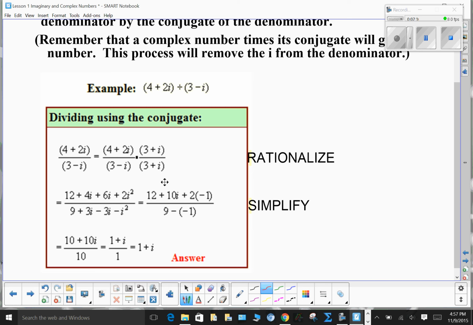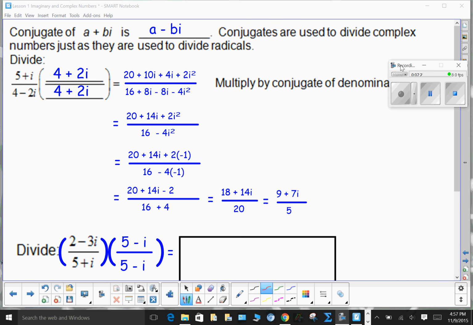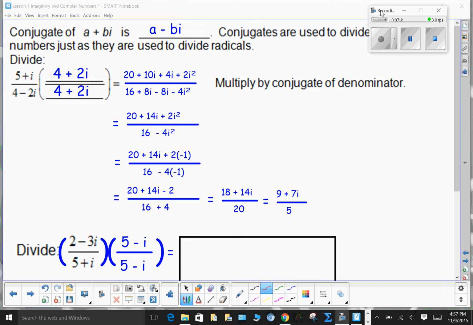Again, use the conjugate so that you have a difference of squares that eliminates the middle term, so it eliminates the i. The conjugate of a plus bi is a minus bi. Conjugates are used to divide complex numbers just as they are used to divide radicals.